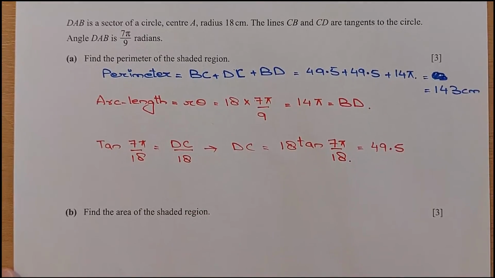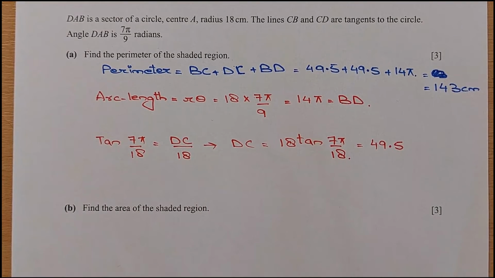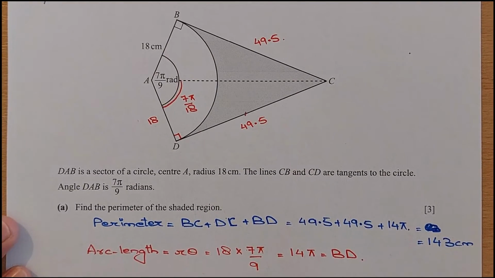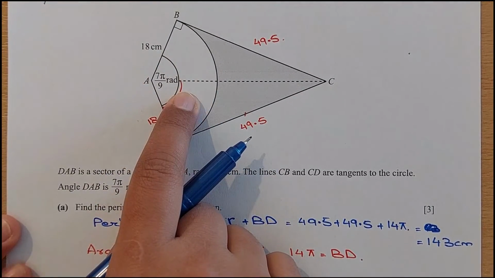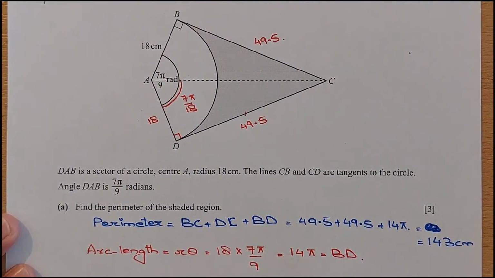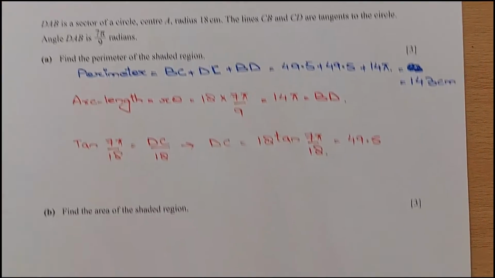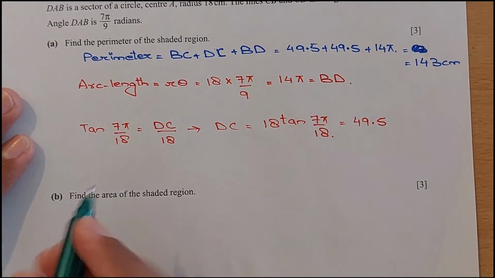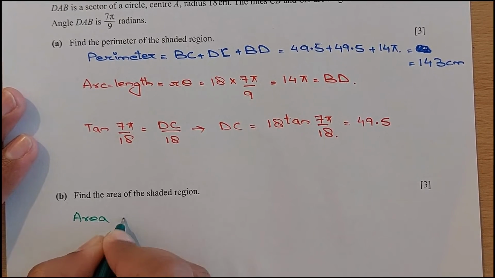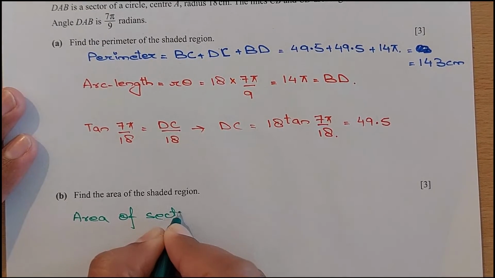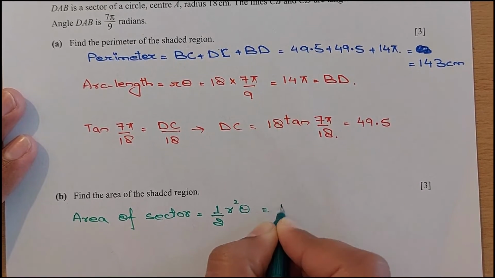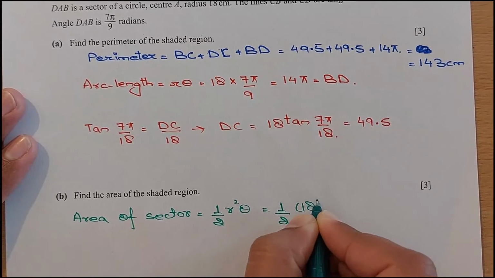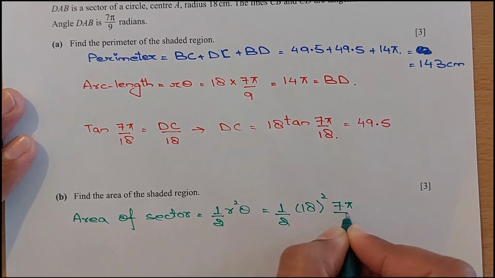Right, now moving to part B, find the area of the shaded region. Okay, so we need to find the area of this region that is shaded. So basically, area of the whole shape, subtract this sector, right? So let me find the area of sector of a circle ABD, right? So let me use the formula for area of sector of a circle. Angle is in radians, so its formula is half r squared theta. We have half, radius is 18 squared, and the theta given is 7 pi by 9.